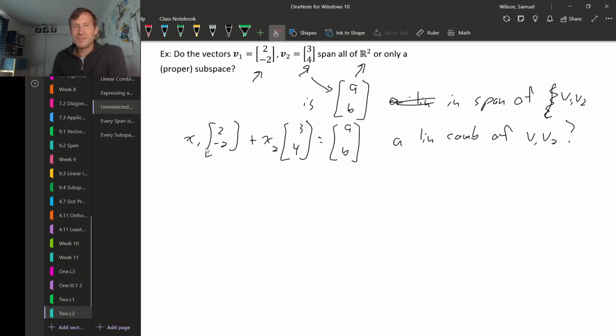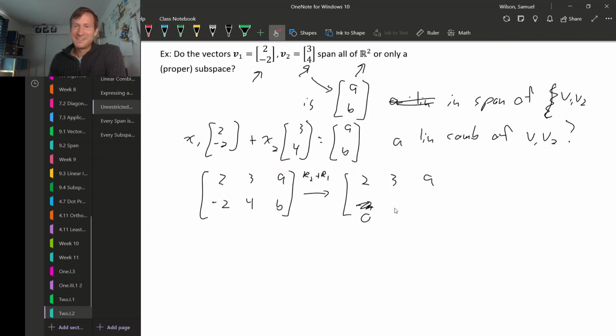All we need to do is solve this for x1 and x2, and we saw that this is just a linear system whose augmented matrix is 2, 3, A on the first row, and minus 2, 4, B on the second. To know if this has solutions, we can just row reduce. So let's add the first row to the second row, R2 plus R1: 2, 3, A, and then 0, 7, A plus B.